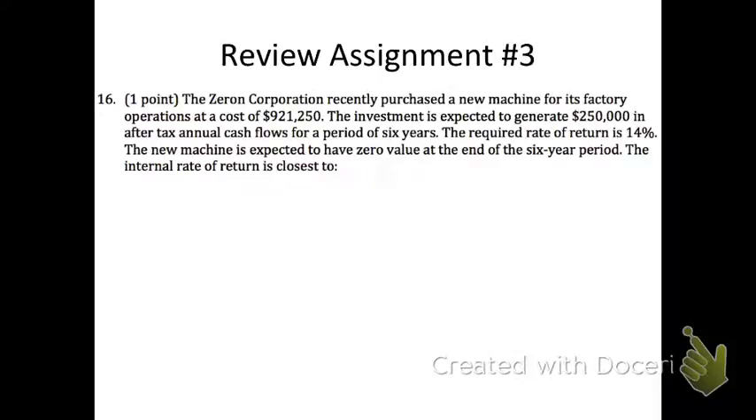Number 16. 16 is, again, using capital budgeting concepts. What we're looking for is determining what that internal rate of return is. I know that my net initial investment is $921,250, and I know that I'm going to get $250,000 in cash flows for 6 years.